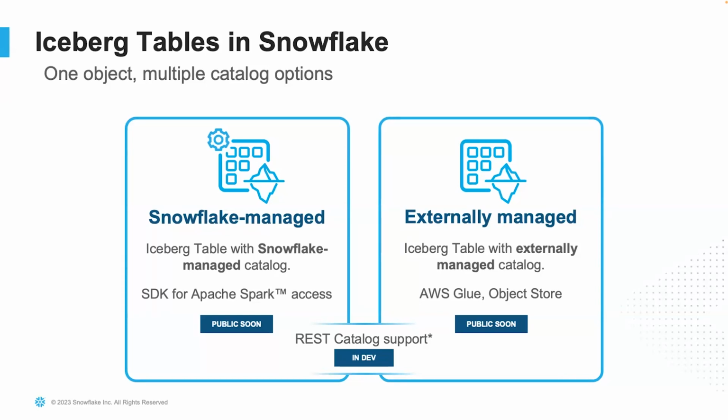Catalogs are a concept in the Apache Iceberg project that keep track of table metadata and manage a collection of tables.